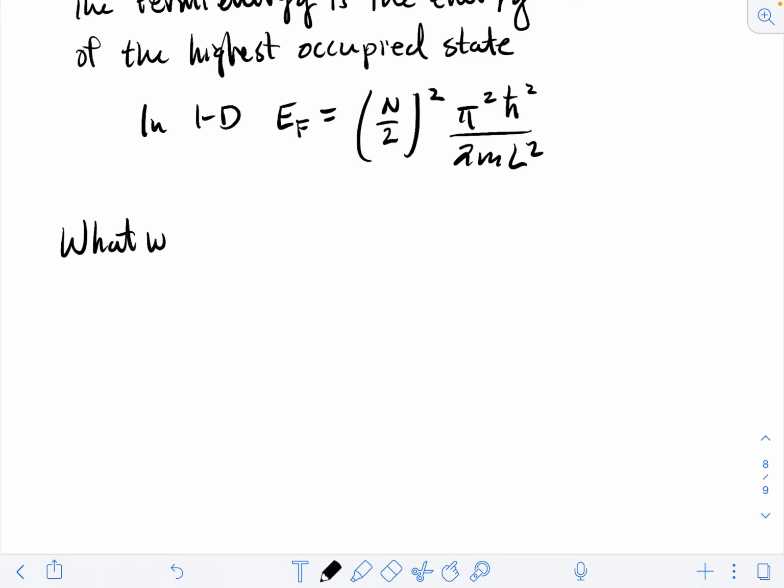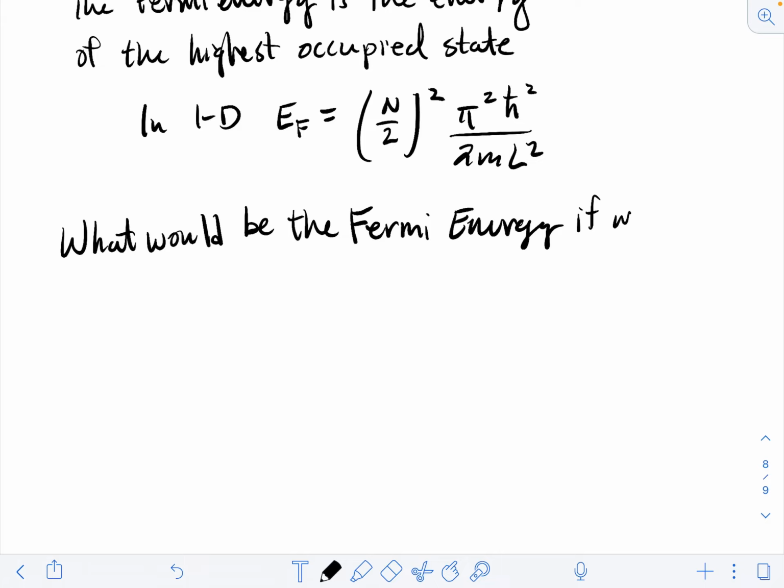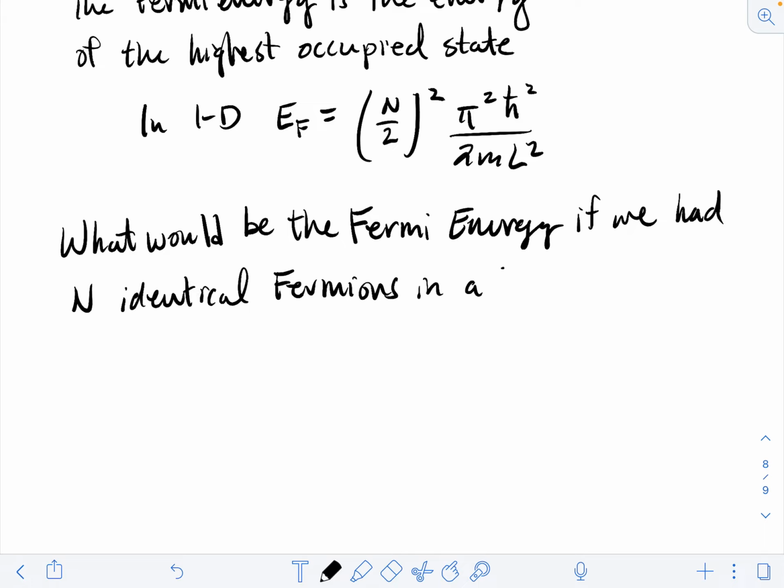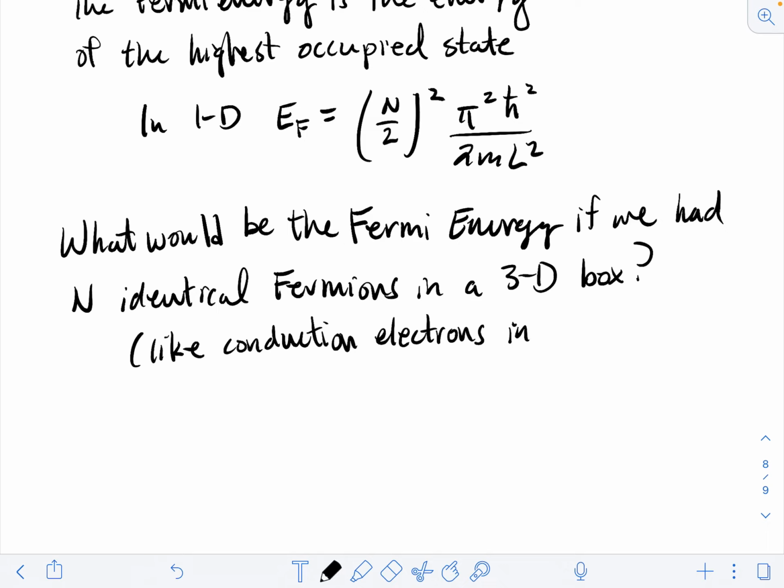So the question then is, what would be the Fermi energy if we had N identical fermions in a 3D box? So this is a useful question because this is like the conduction electrons, which are identical fermions, inside a block of metal.